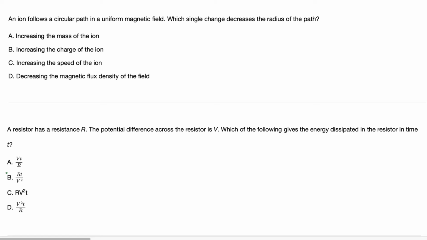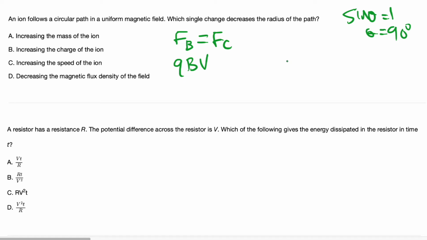An ion follows a circular path in a uniform magnetic field. Which change decreases the radius of the path? So in circular motion, magnetic force is equal to centripetal force, which means that Q, charge, multiplied by magnetic field multiplied by velocity, sine theta, is equal to 1 because theta is equal to 90 degrees. So I'm not going to write sine theta here. This is equal to centripetal force, which is equal to mass multiplied by velocity squared divided by r. So radius will be equal to mass multiplied by velocity divided by charge multiplied by magnetic field.